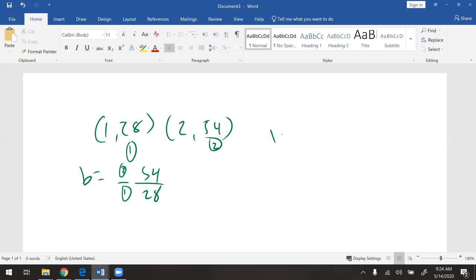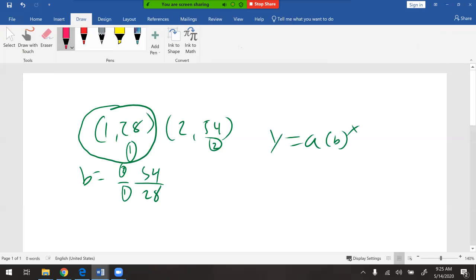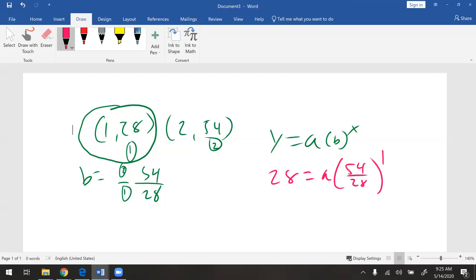Now knowing that y equals a times b to the power of x, I'm going to use that at any one of these 2 points to find the value of a. I can use that point because the 1 is the exponent. So I can say 28 equals a times 54 over 28 to the power of 1. So I divide both sides by 54 over 28, so a equals 28 over 54 over 28. And that is going to be your value of a.